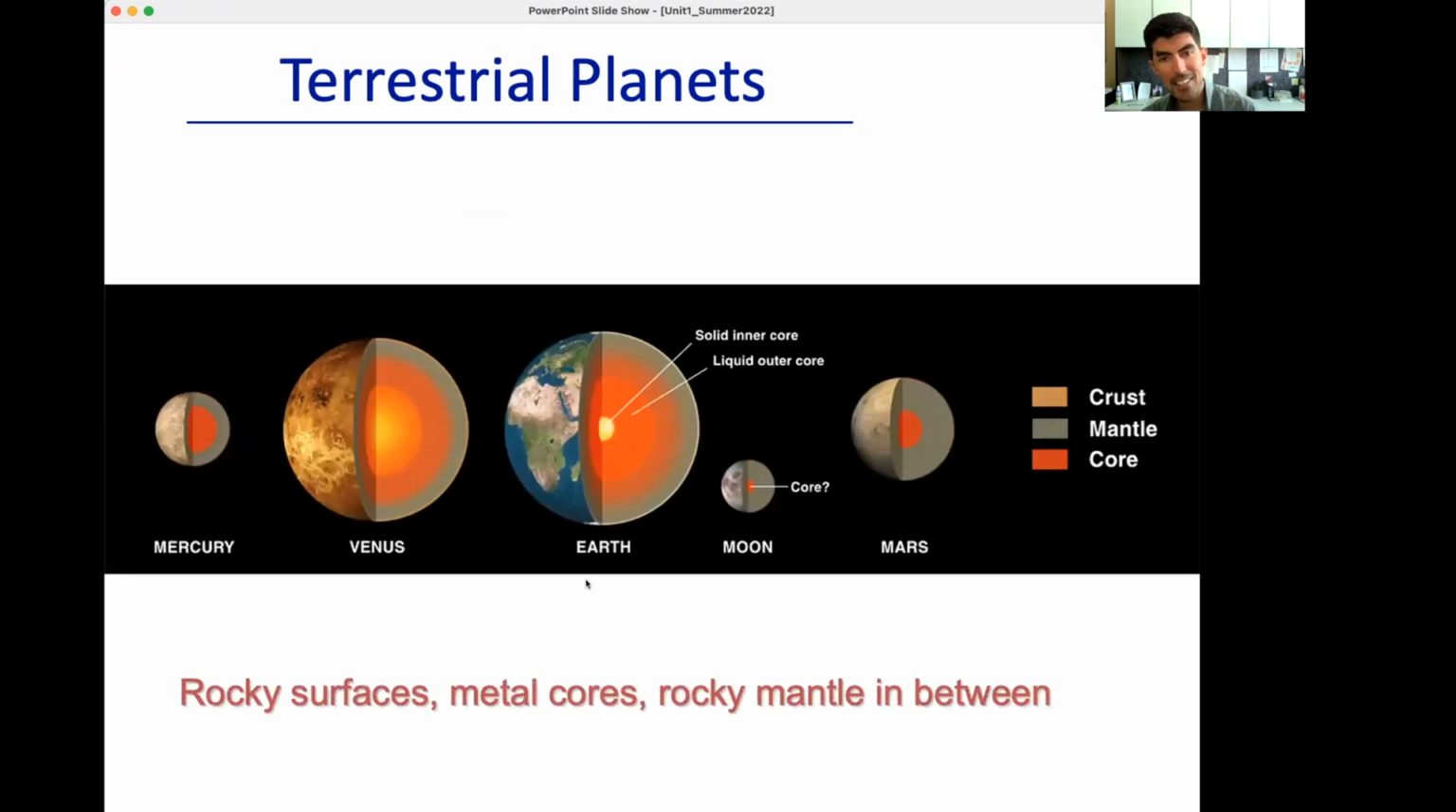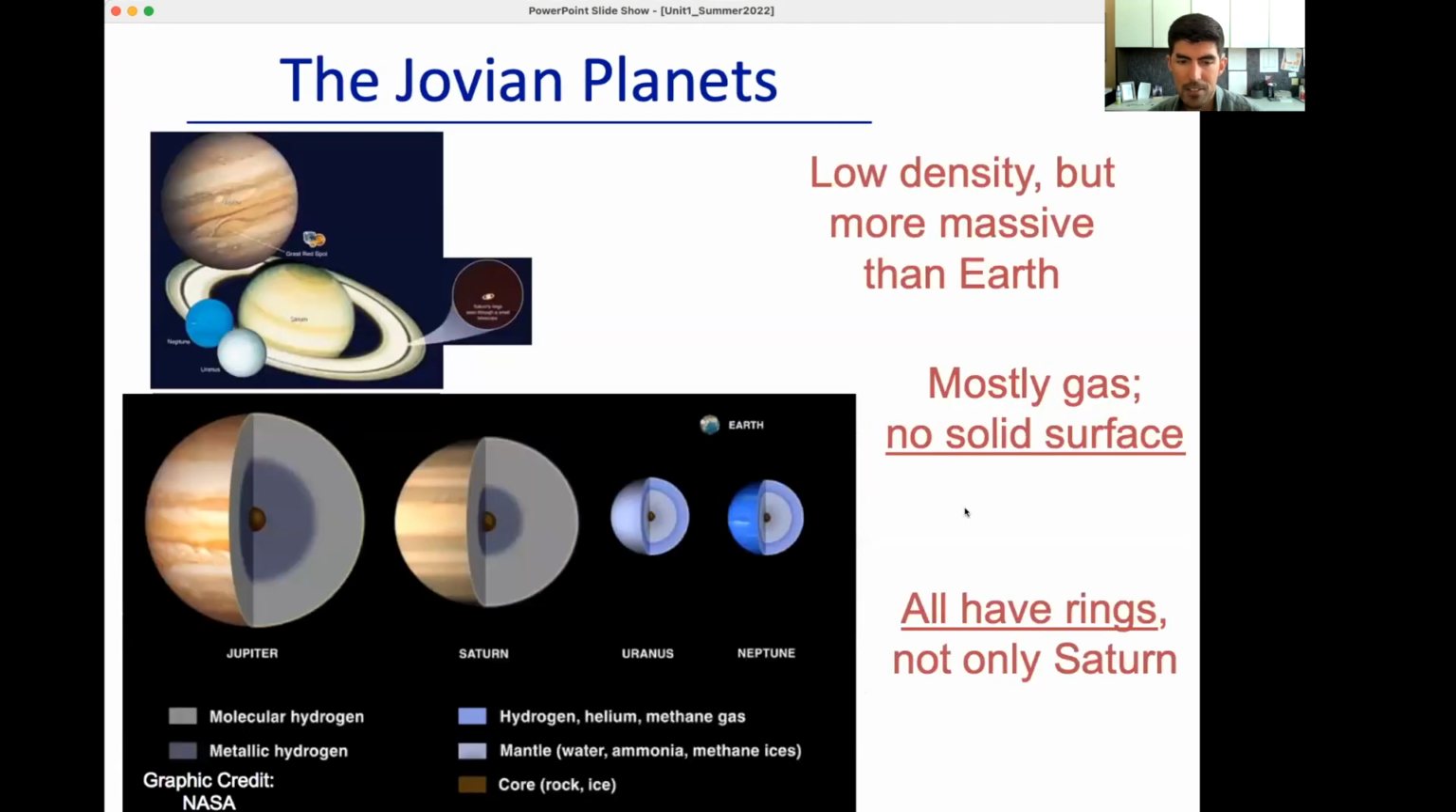Here's a look at the insides of the terrestrial planets. From this, you can see that all the terrestrial planets are differentiated. This basically means that they have been separated into layers of surface crust, rocky mantles, and iron-rich cores. So we see that true for Mercury, Venus, Earth, the Moon, and Mars. And we see the different layers labeled here. So these have distinct layers of different compositions for each of these planets.